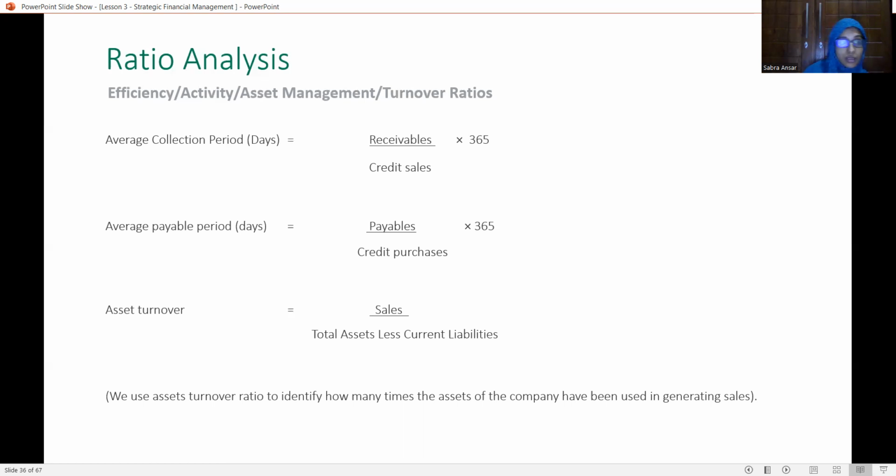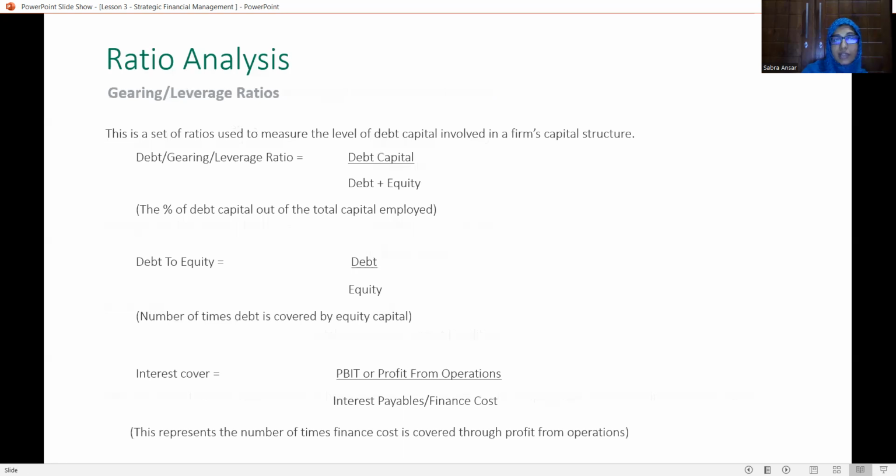So asset turnover is basically sales divided by the total assets less the current liabilities. So basically it will identify how many times the assets of the company have to be used in order to generate sales, and this will be calculated as follows.